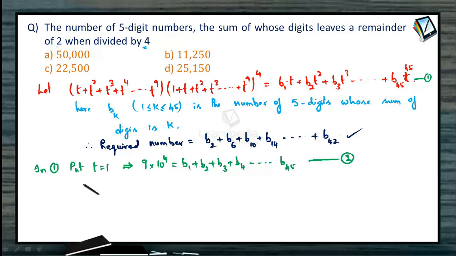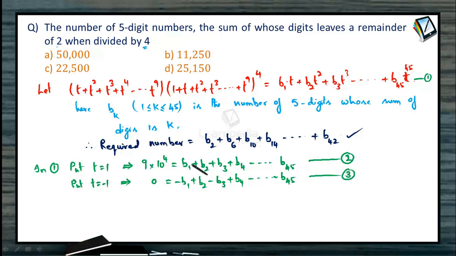Now in the same equation 1, let's also put t equal to minus 1. When we put t equal to minus 1, this factor becomes 0 and therefore the total product becomes 0 on the left hand side. And 0 equals, when we put t equal to minus 1, alternate terms become minus. When there is an odd power, the term remains minus 1. Then it is minus b1 + b2 minus b3 + b4 so on up to the last term, minus b45. Let's call this equation 3.